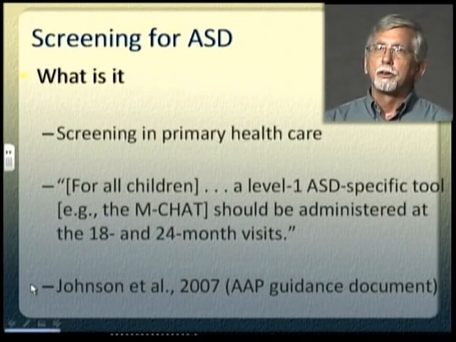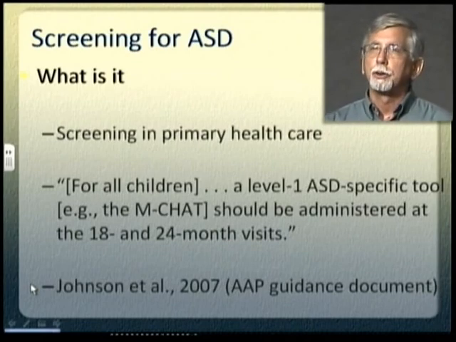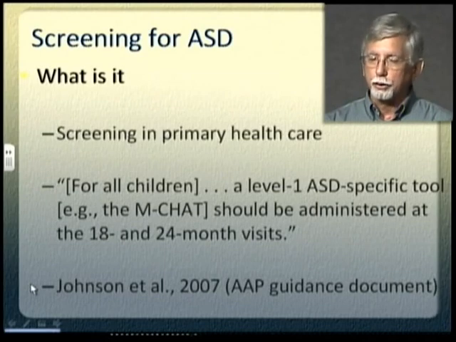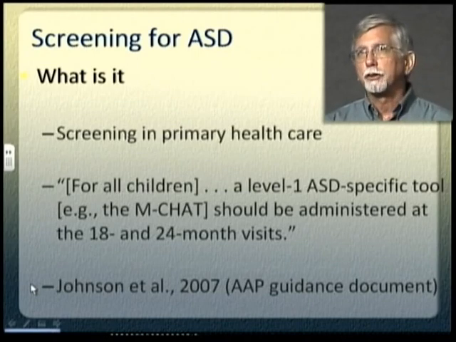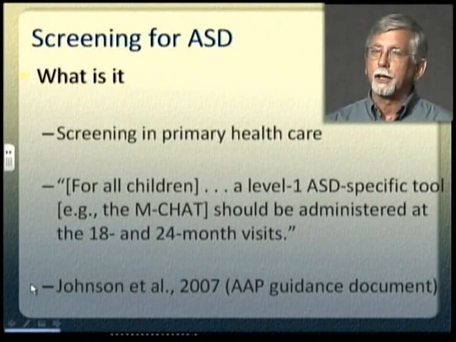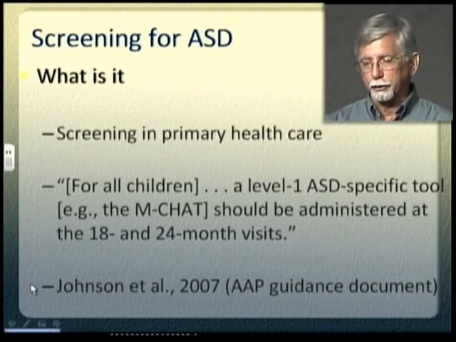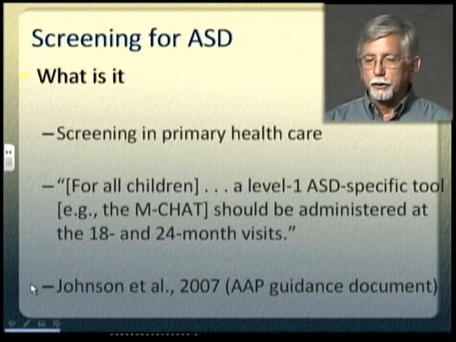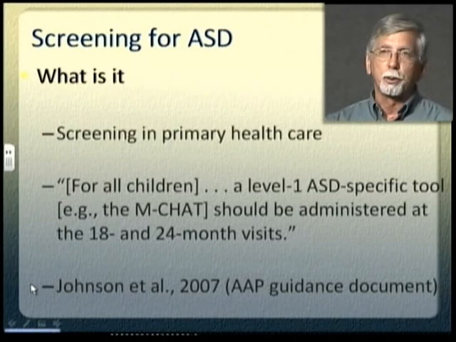screening is often thought about as a kind of universal process. That is, that we screen the general population for a particular problem. And that's often how it's viewed with respect to autism spectrum disorders as well. Screening is generally assumed to take place in the primary health care context, and the American Academy of Pediatrics has taken the position that, in fact, universal screening should happen in pediatrics practices. And so the guidance document says that for all children, a level 1 autism spectrum disorder specific tool, for example, the MCHAT, should be administered at the 18 and 24 month visits.